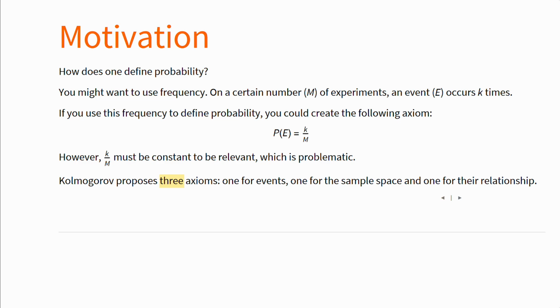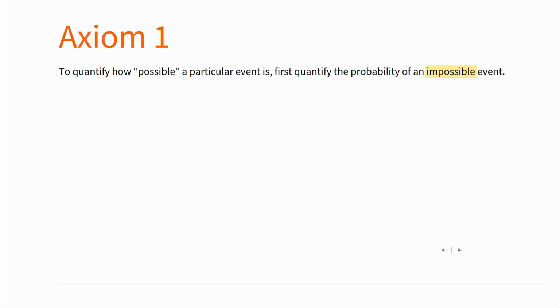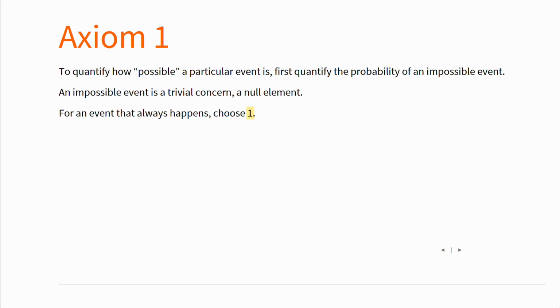It's a three-step program: one axiom for events, one for the sample space, and one for the relationship between events and the sample space. To quantify how probable a particular event is, first quantify the probability of an impossible event. This is intuitively nothing, a null element. By convention, in mathematics, null quantities are denoted by 0. So use 0 to represent the probability of an impossible event. To describe an event that always happens, choose 1.